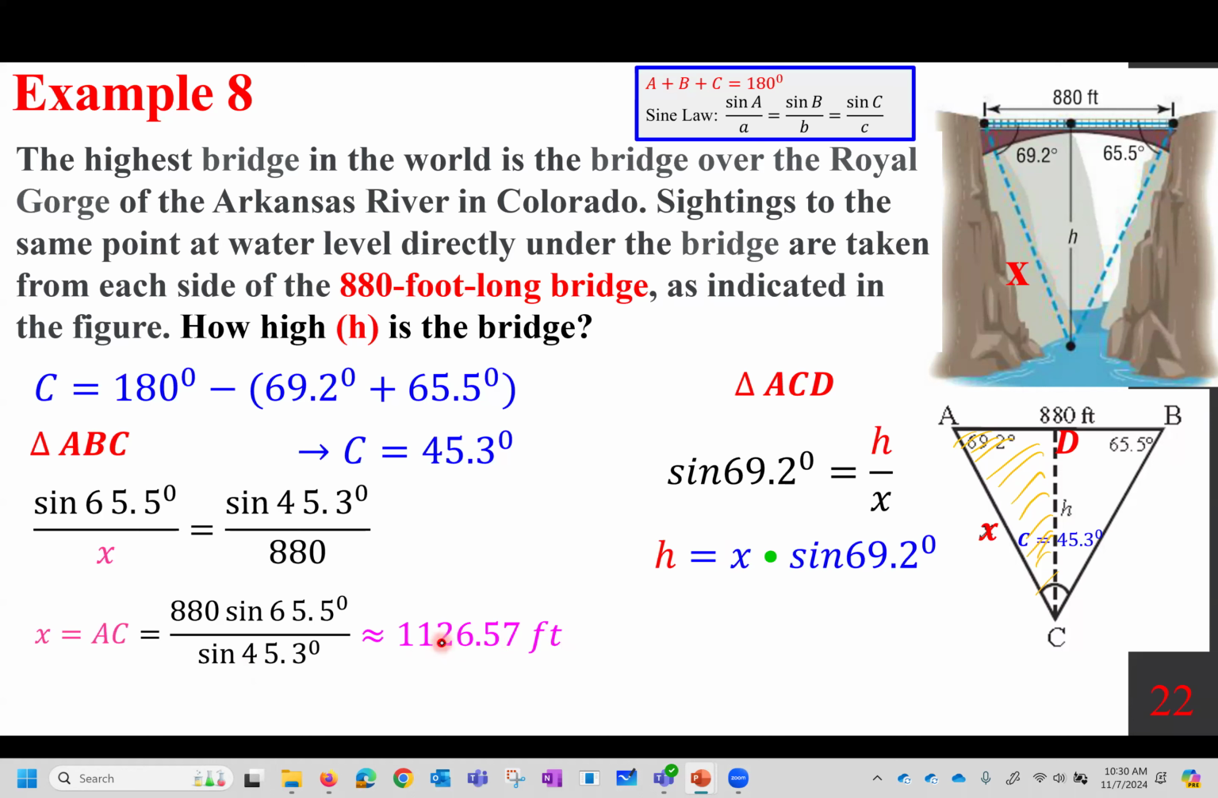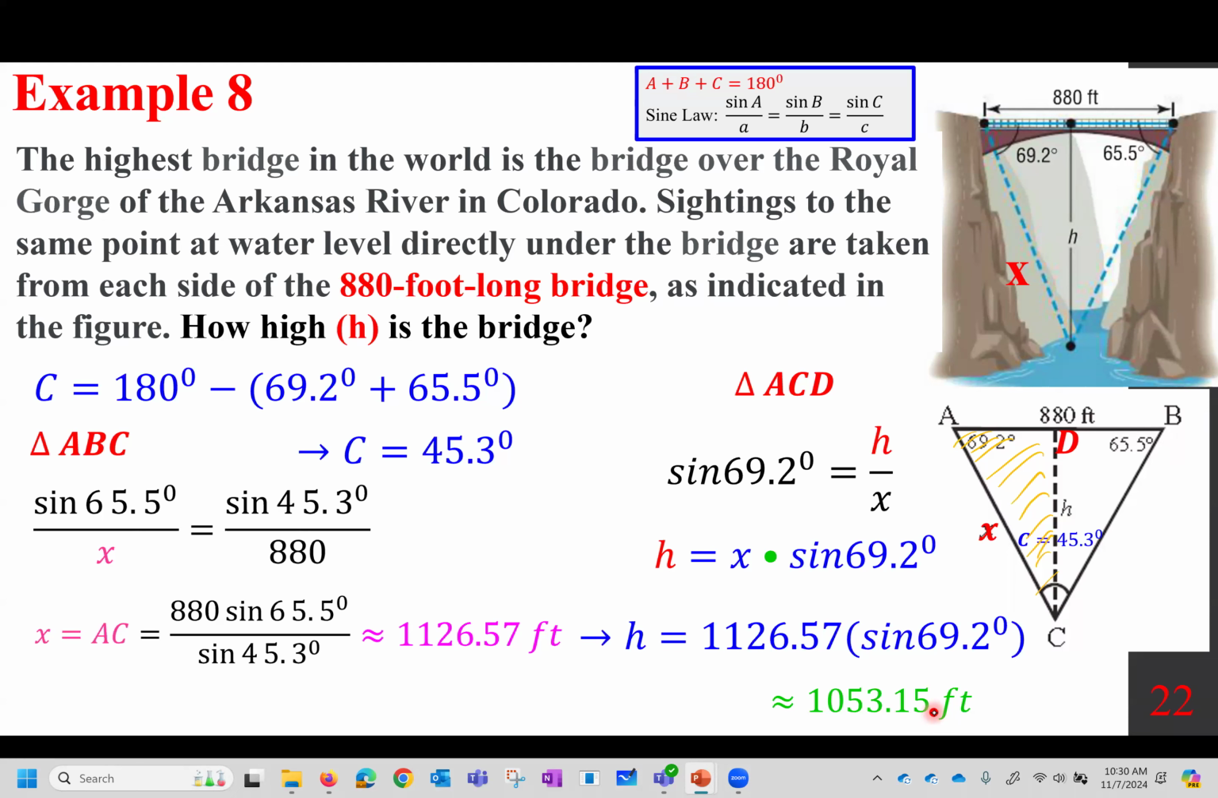So replace the X, because we were looking for X here, with this number. So H is 1,126.57 times sine of 69.2 degrees. Putting it into a calculator results in 1,053.15 feet. So the height is 1,053.15 feet. Very straightforward, everybody.